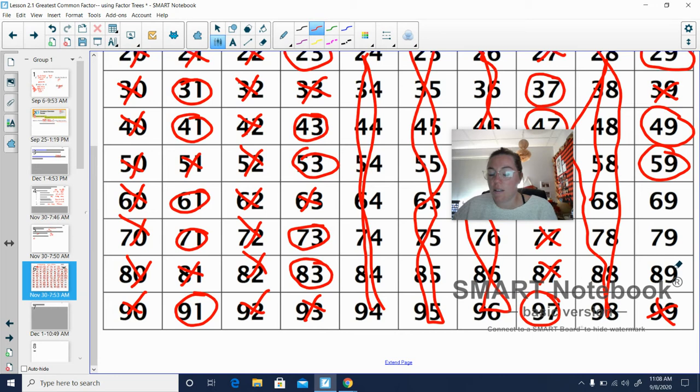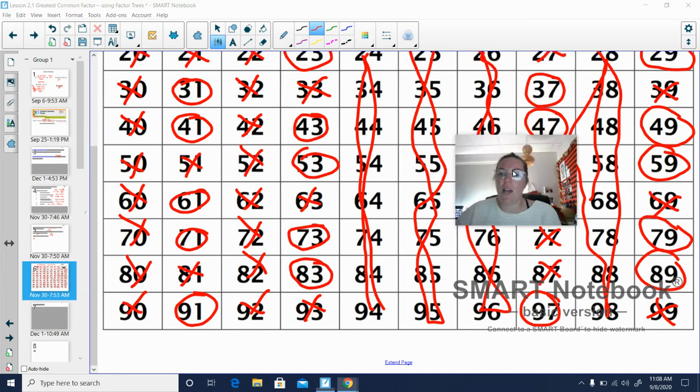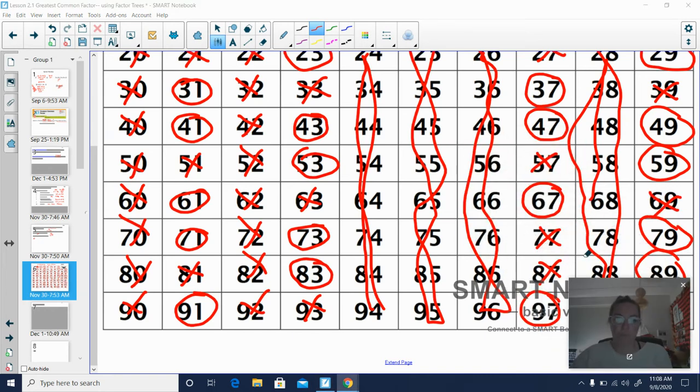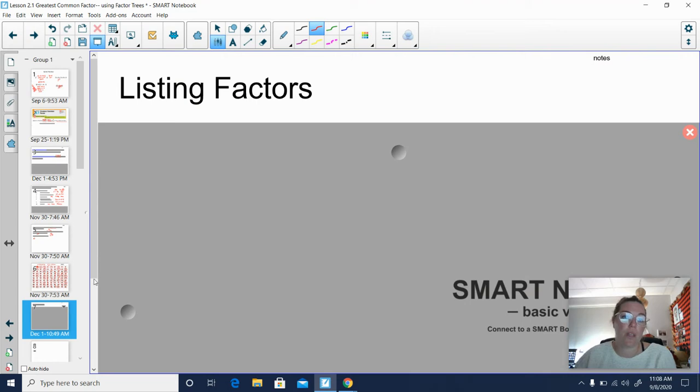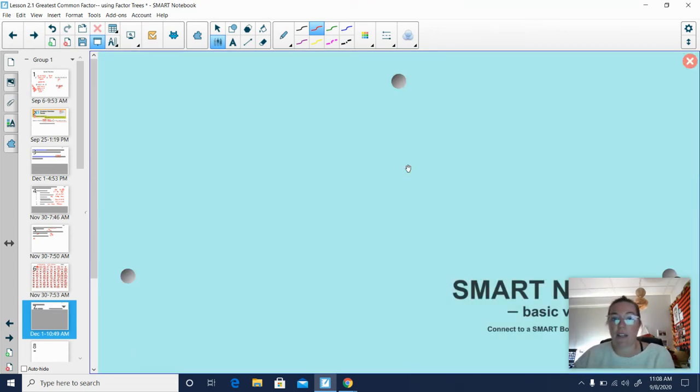89, prime. Okay, so now we have our whole chart filled out. We can use this when it actually comes to finding greatest common factor. So the first way that we can find greatest common factors is by listing the factors.